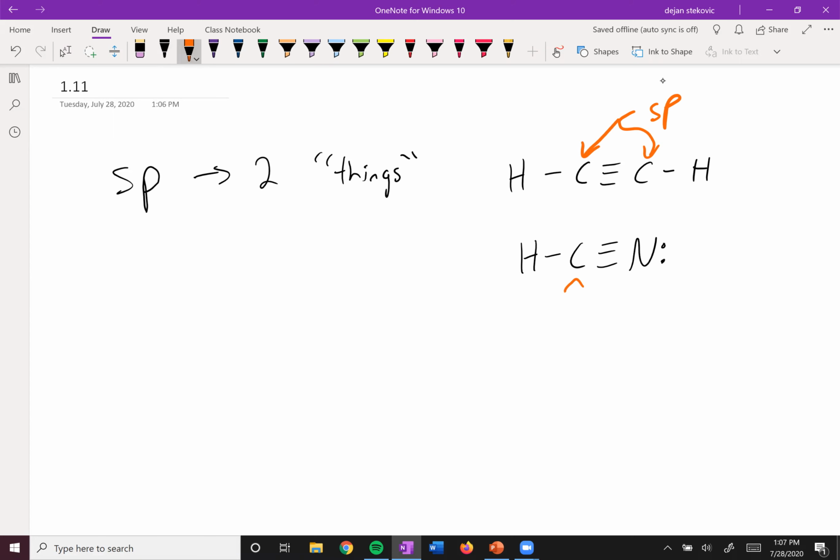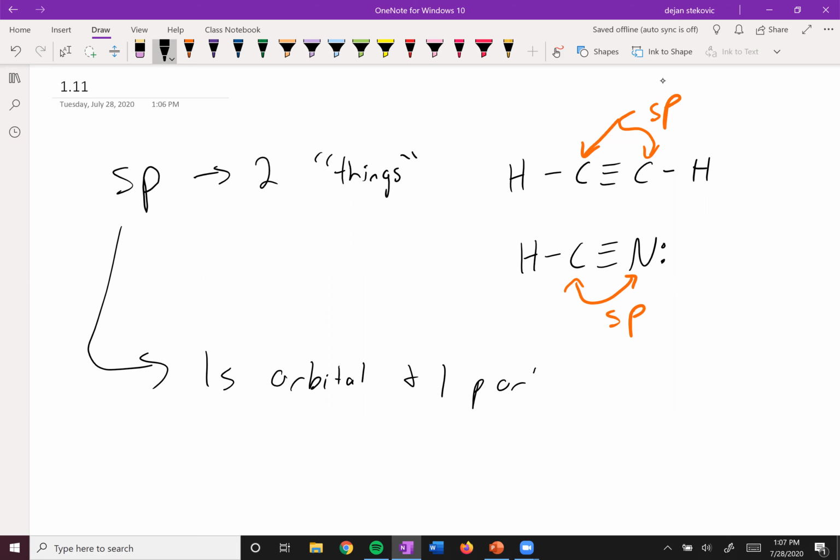right? Both the carbon and the nitrogen are sp hybridized, right? The carbon has a hydrogen and nitrogen. The nitrogen has a carbon and a lone pair. Both have two things. And so as this implies, it's a mixing of one of the s orbitals and one of the p orbitals.